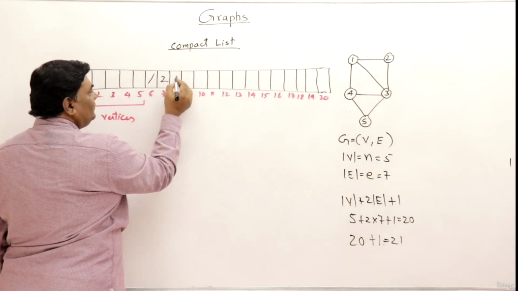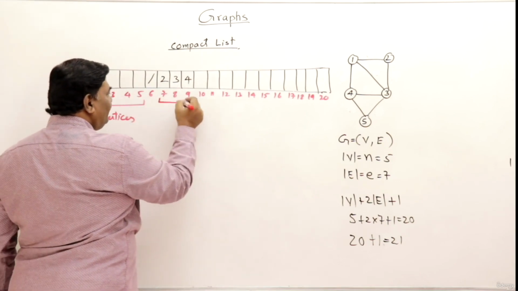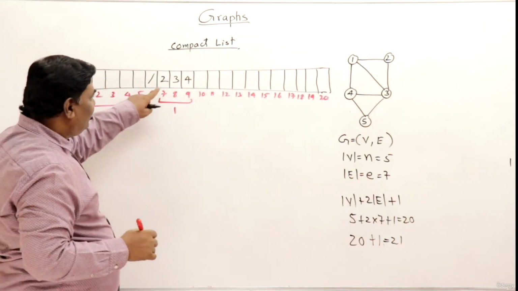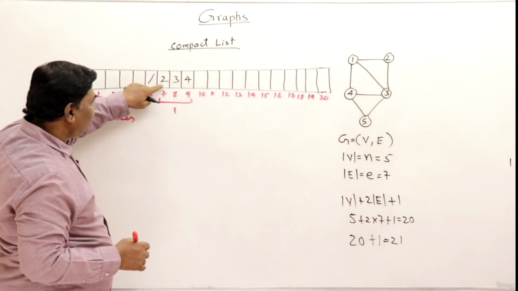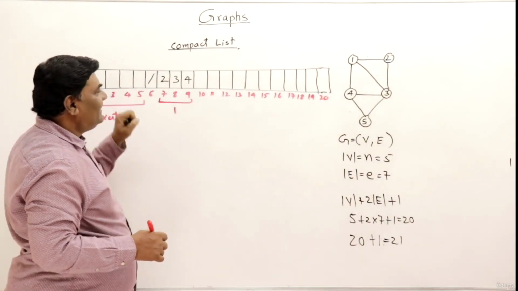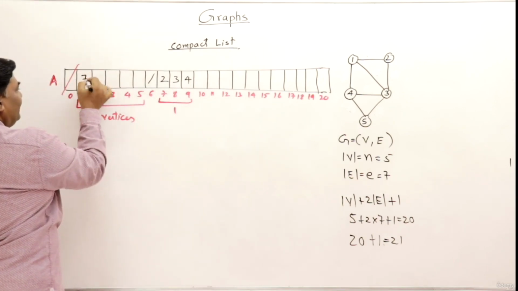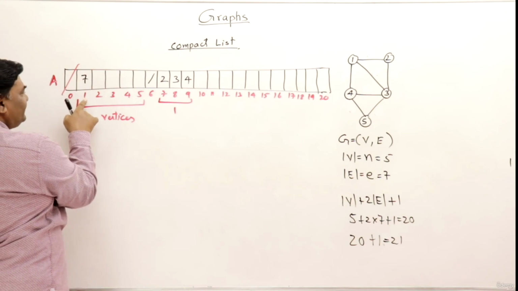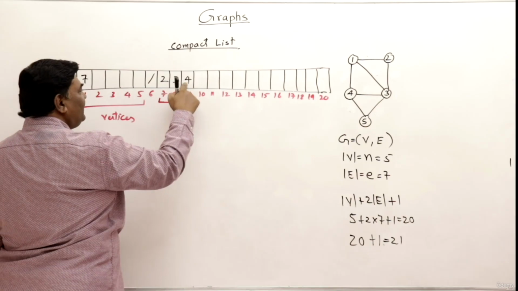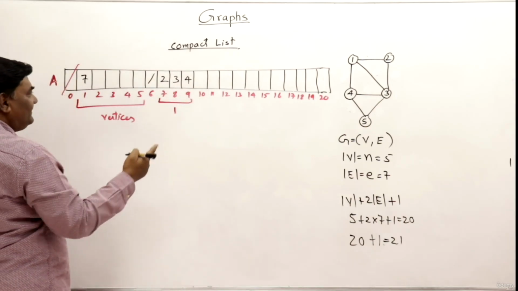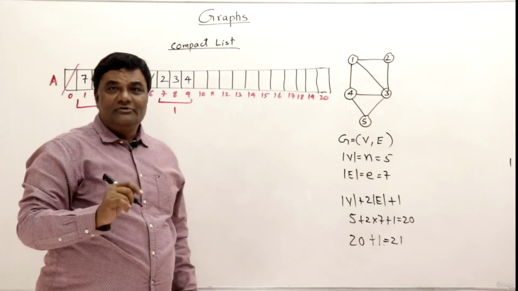So from here, 2, 3 and 4. These are the adjacent vertices of vertex 1. They are starting from index 7 and ending at 9. So I will write down 7 here, just 7. This means that the adjacent vertices of vertex 1 are starting from index 7, that are 2, 3, 4. Then where are they ending? They are ending at 9. So I did not mention that. I have just mentioned the starting point.